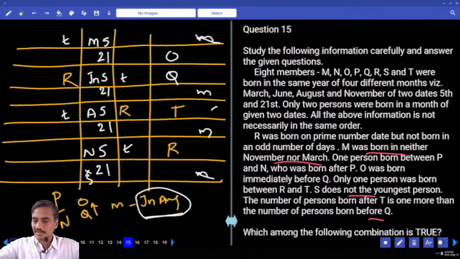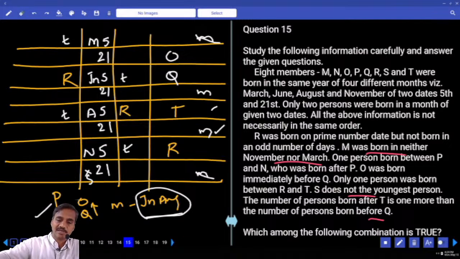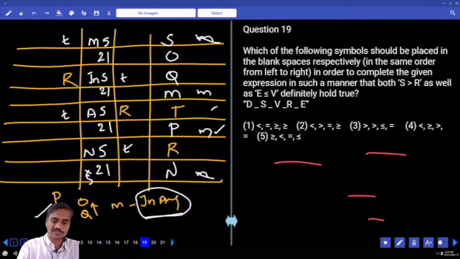Then M was born with one person between P and N. N was born after P, with one person between P and N. If M is at this place, then one person between P and N is not possible, isn't it? Hence M cannot be here, M is here. If N is here, P and N will be here, and the person after S will be here. Clear? Now this is about question number 15 to 18.